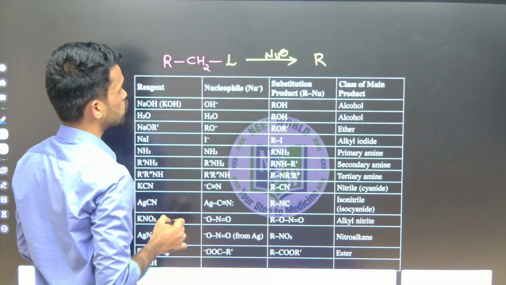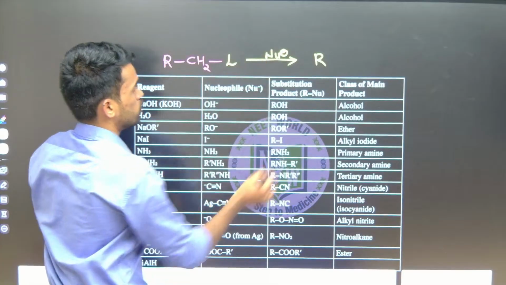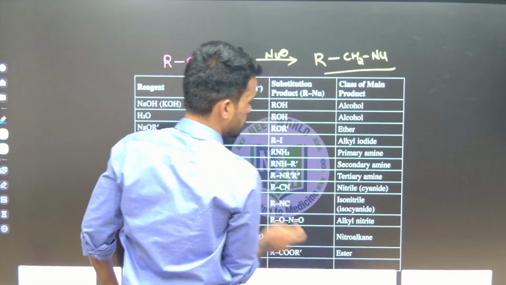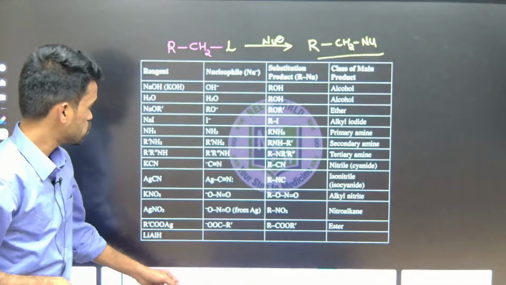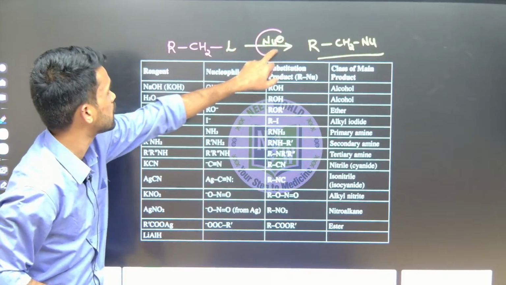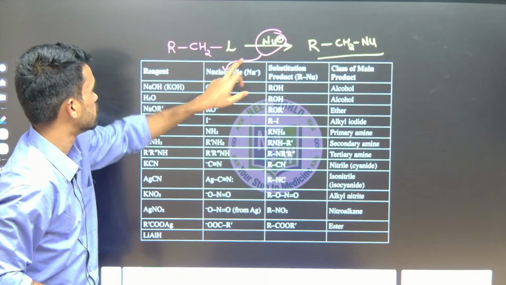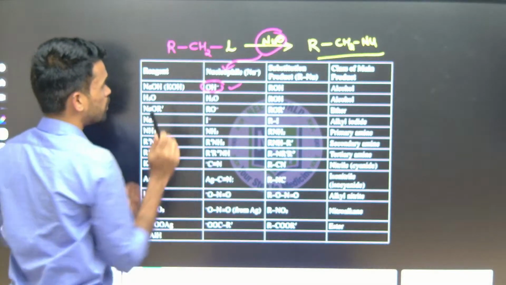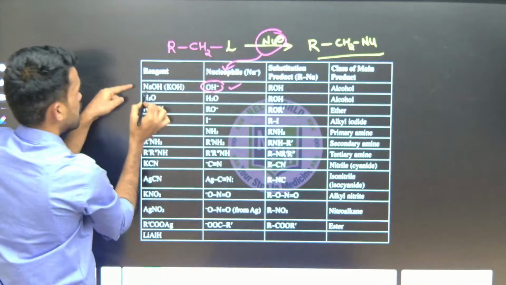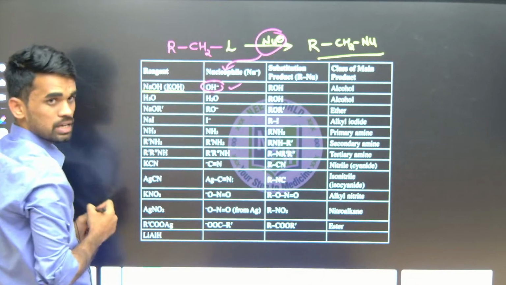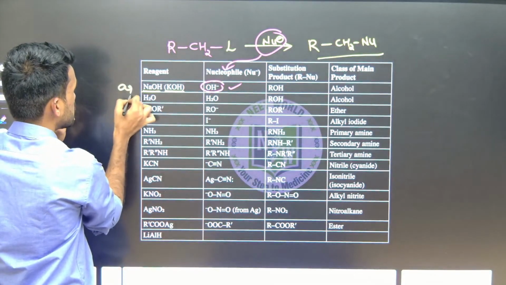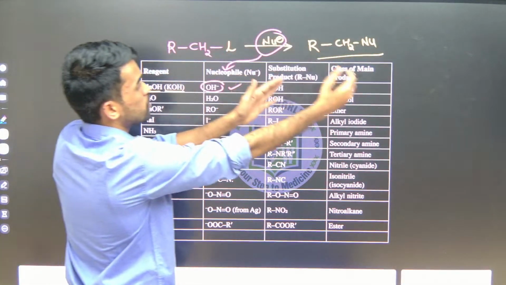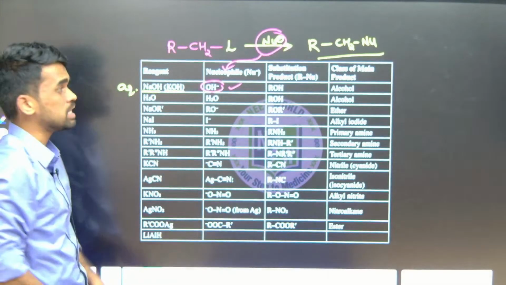Okay, this leaving group will be replaced by this nucleophile, right? So we are getting RCH2Nu. This is the transformation we are seeing, the substitution taking place. If our nucleophile reagent is the OH group, they simply mention the nucleophile as NaOH, KOH, or they will mention aqueous KOH, aqueous NaOH. Now what will be the product formed? You are going to get alcohol as a product.